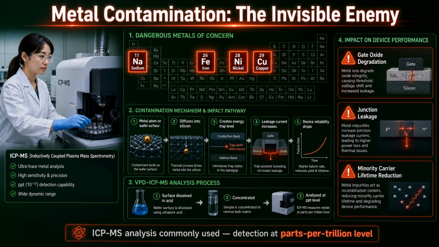Metal contamination is generally analyzed using ICP-MS, inductively coupled plasma mass spectrometry. The wafer surface is dissolved in ultra-pure acid, concentrated, and analyzed at the parts per trillion level. This is one of the most sensitive analytical techniques used in the semiconductor industry.